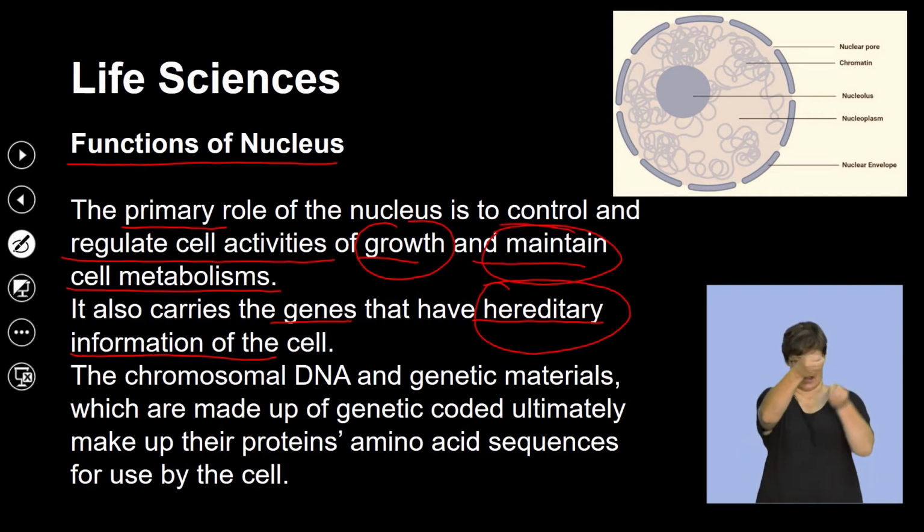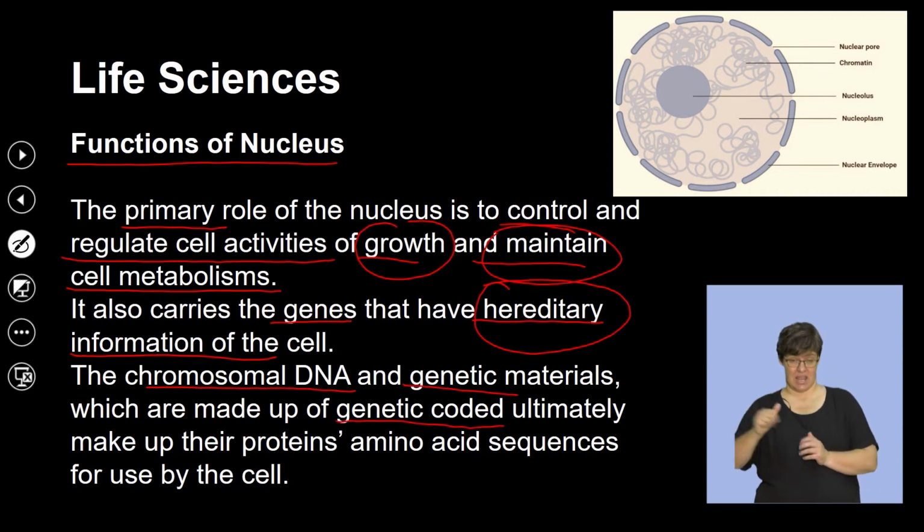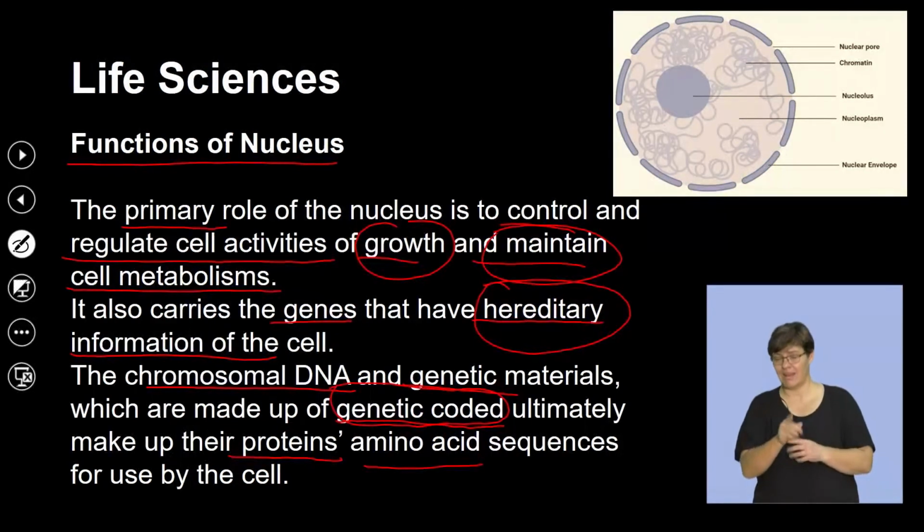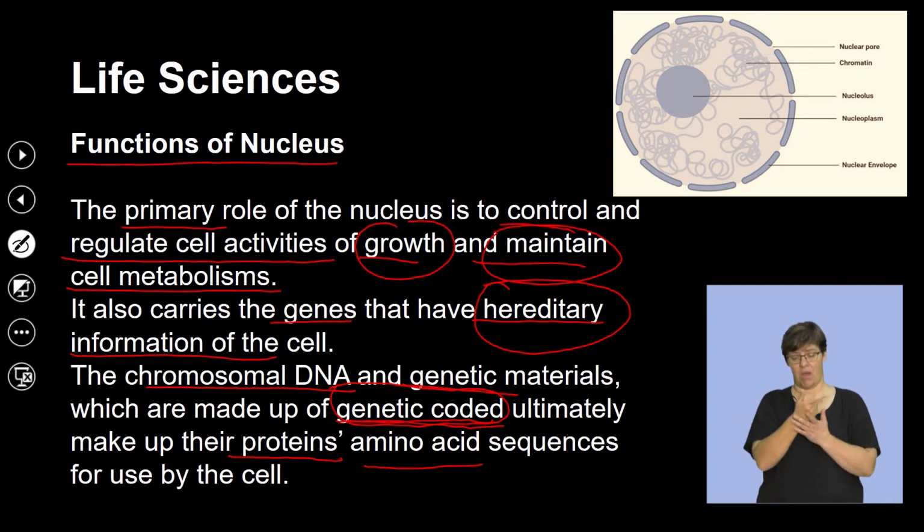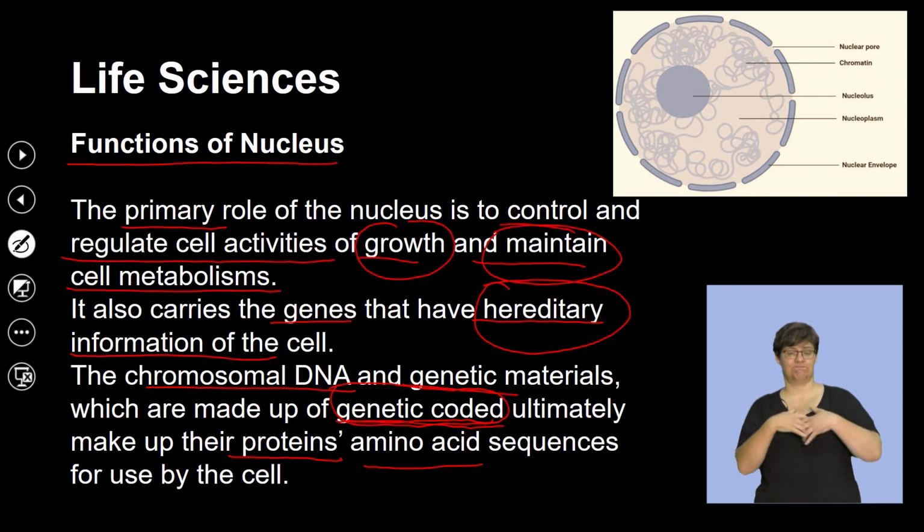The chromosomal DNA and the genetic materials are made up of the genetic code for important proteins, which are made up of amino acids. So the sequence of those amino acids that make up proteins is determined by the genetic code in the DNA. So when we talk of protein synthesis, it is the information that comes from the DNA in the form of a genetic code that makes up the specific proteins that are needed in the body.